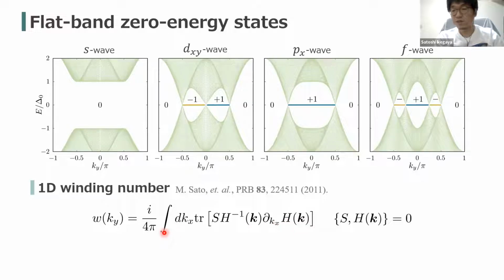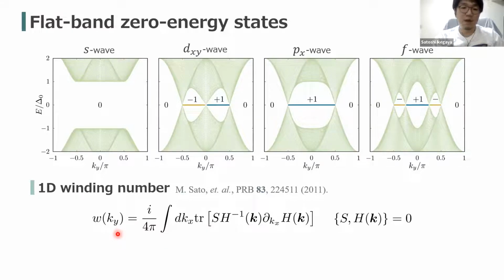Actually, the flat band zero energy states can be characterized by the winding number for each ky, so a momentum dependent winding number. In the case of S wave, the winding number is zero irrespective of the momentum parallel to the surface, so there are no flat band zero energy states. But in the case of D wave, for instance, the winding number is zero in the region without flat band zero energy states, but non-zero in the momentum region having flat band zero energy states.